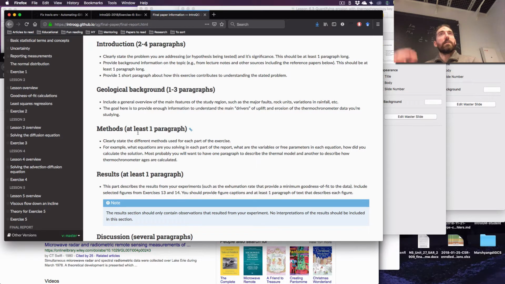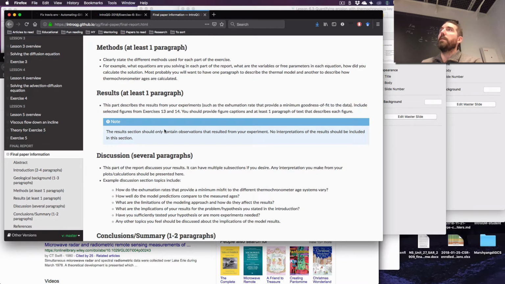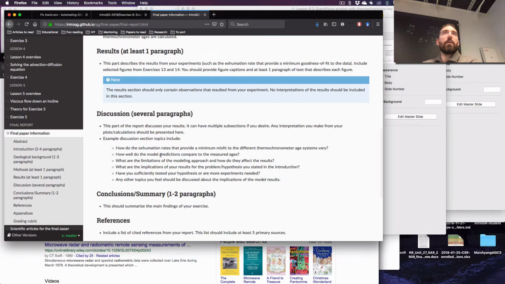The methods basically describes what you do in exercise 6 and 7. So that's a quick summary of what was done. And then the results are some of the plots that you would produce, and maybe a little bit of text describing what those plots are. And then you can have a couple paragraphs of discussion at the end where you talk about what you found and what it means in terms of the tectonics and erosion story that you would have perhaps discussed a little bit in the background and introduction section.